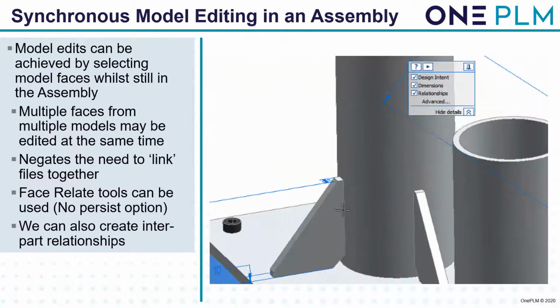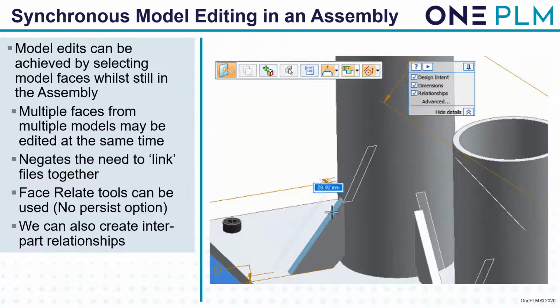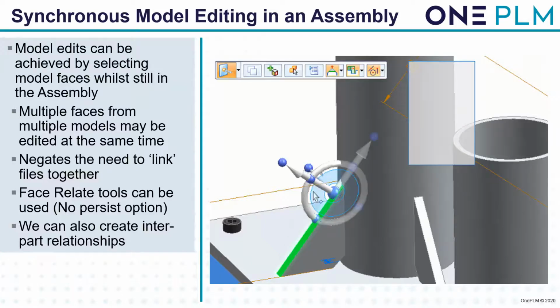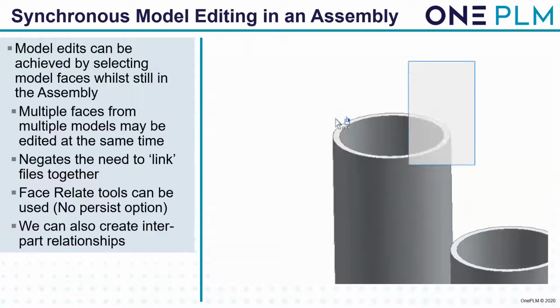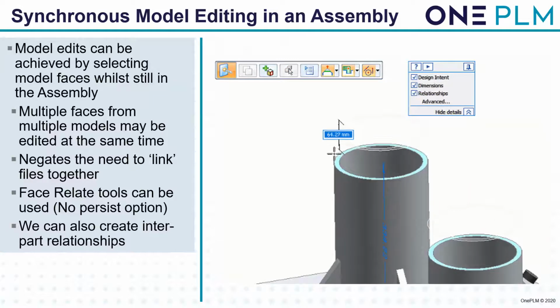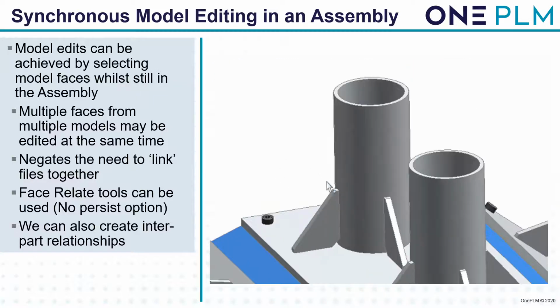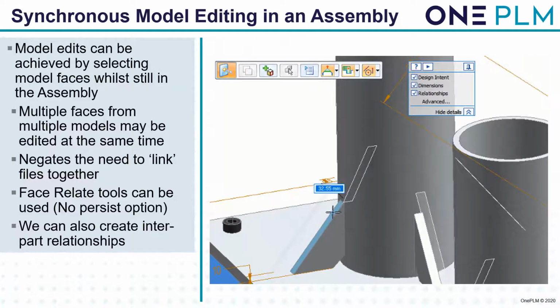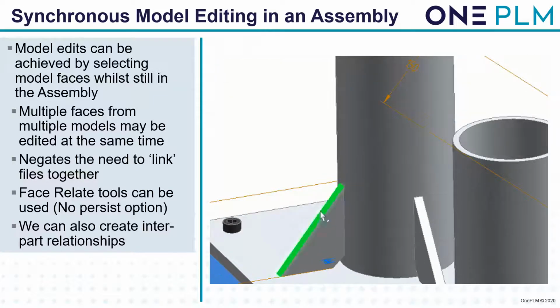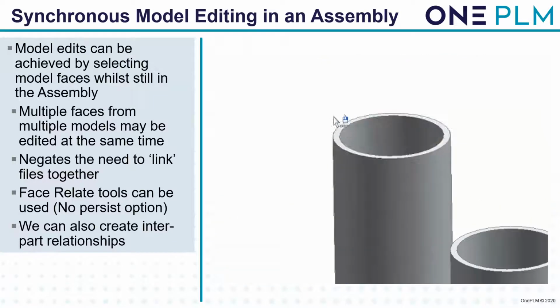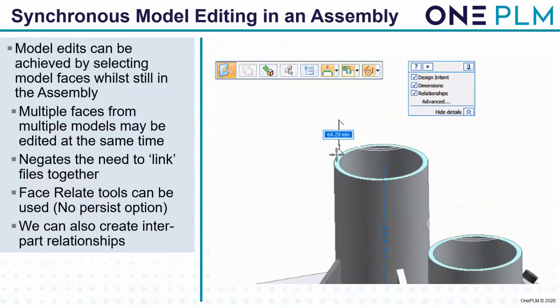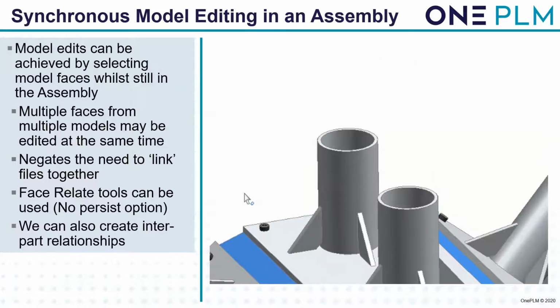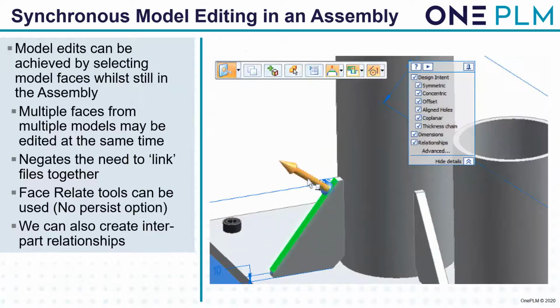So let's have a look what we can do within assemblies. Model edits can be achieved by selecting model faces whilst in the assembly itself. And we can see all those other models changing at the same time. Multiple faces from multiple models may be edited at the same time. It gets rid of the need to link the files together. Face relate tools can be used, but there's no persist option because we're doing it directly from the assembly. We can also create interpart relationships between these parts if we do need some kind of automation on that part.